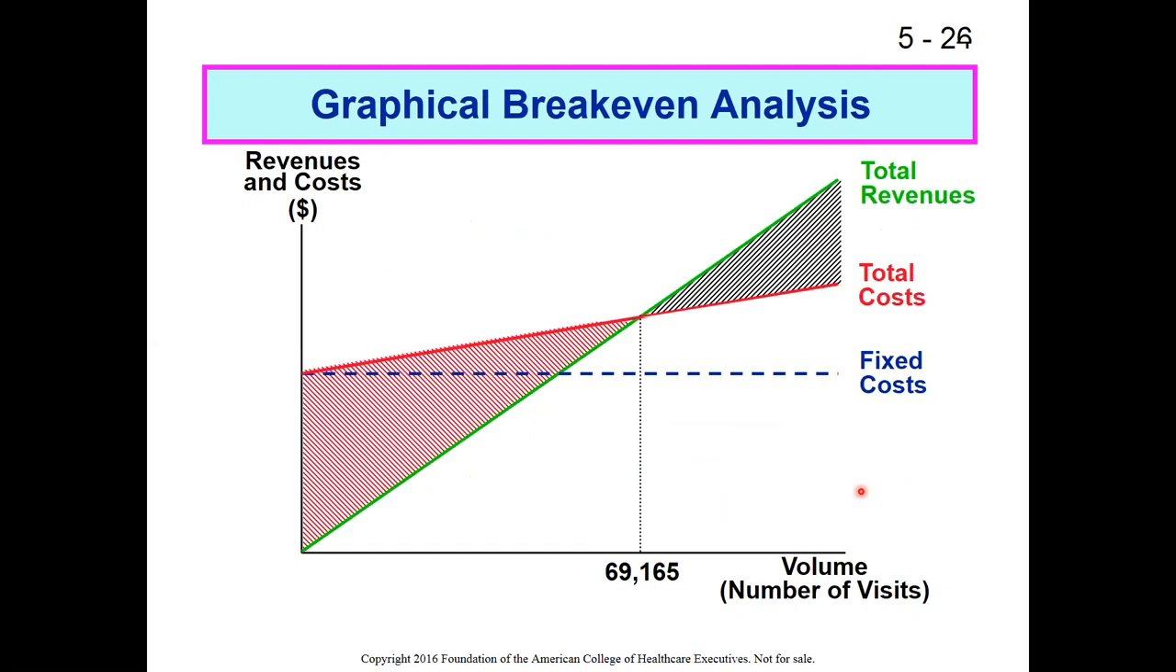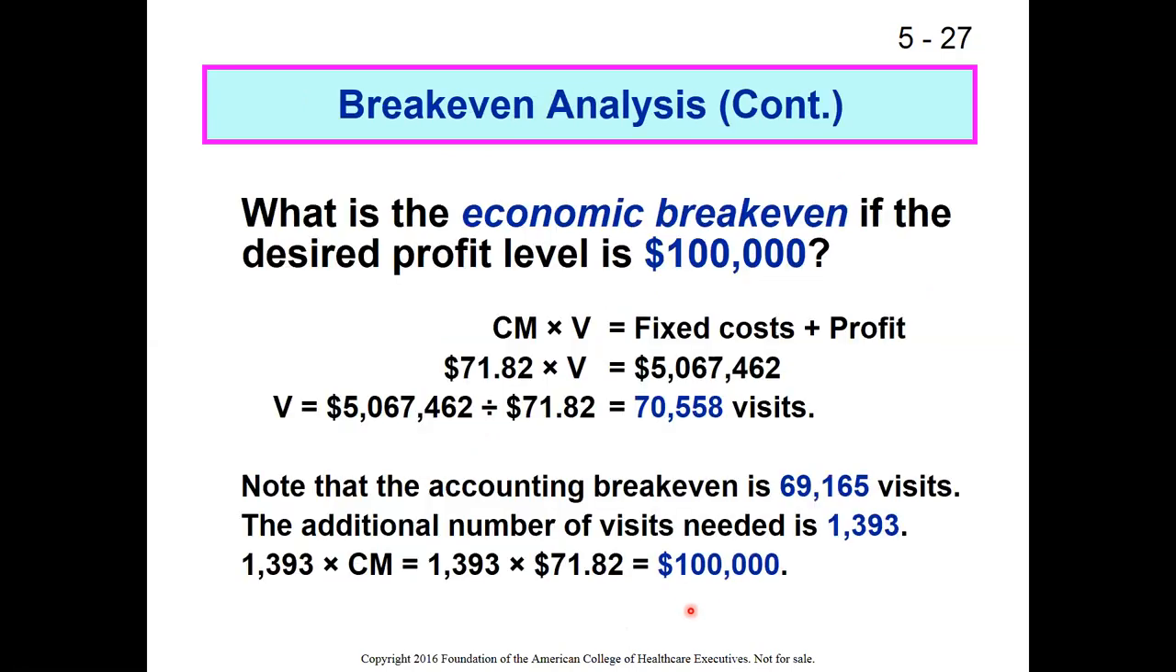All right. So, putting numbers on our graphical analysis now, we know that break even is where the total cost line crosses the total revenue line. Where the two lines cross, it means that the revenue and cost are equal. And so that number for this particular example is 69,165. Okay, so that's accounting break even.